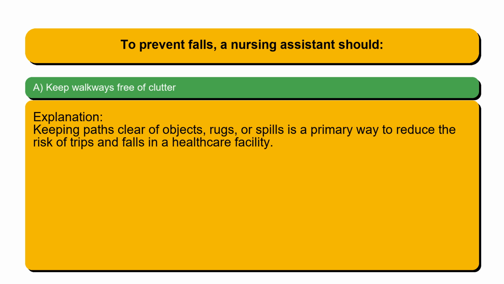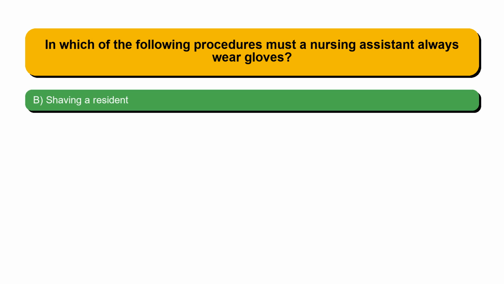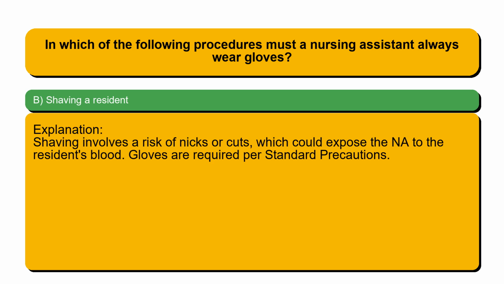in a healthcare facility. Question 63. In which of the following procedures must a nursing assistant always wear gloves? Option A. Brushing a resident's hair. Option B. Shaving a resident. Option C. Taking a resident's pulse. Option D. Feeding a resident. The correct answer is option B. Shaving a resident. Shaving involves a risk of nicks or cuts, which could expose the NA to the resident's blood. Gloves are required per standard precautions.